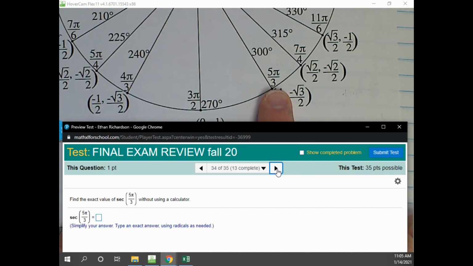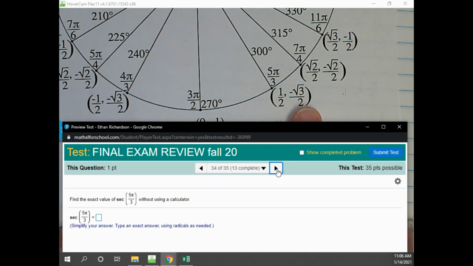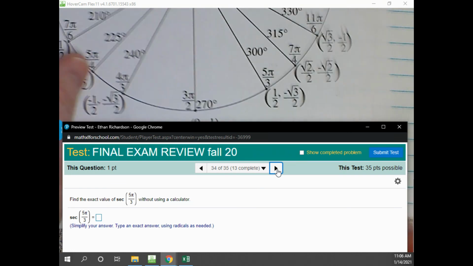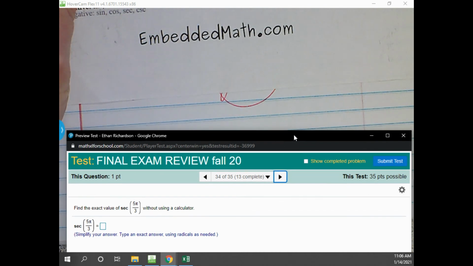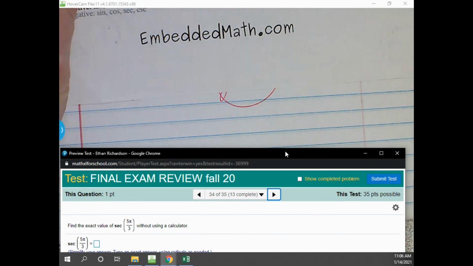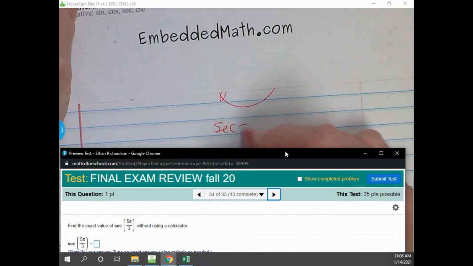Now, if it was sine, that would be negative square root of 3 over 2. If it was cosine, it'd be 1/2. Because we always say that cosine's the first number, sine's the second number. This one, though, asks for secant. So you've got to remember that secant, pull this down so we've got plenty of room here, secant is 1 over cosine.